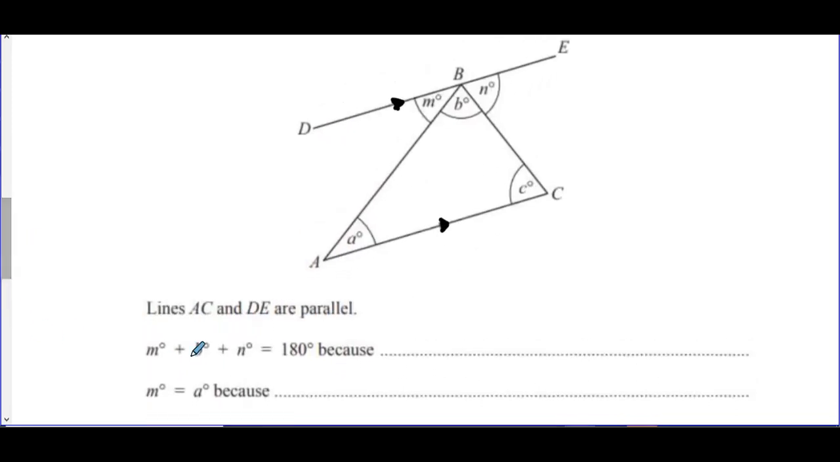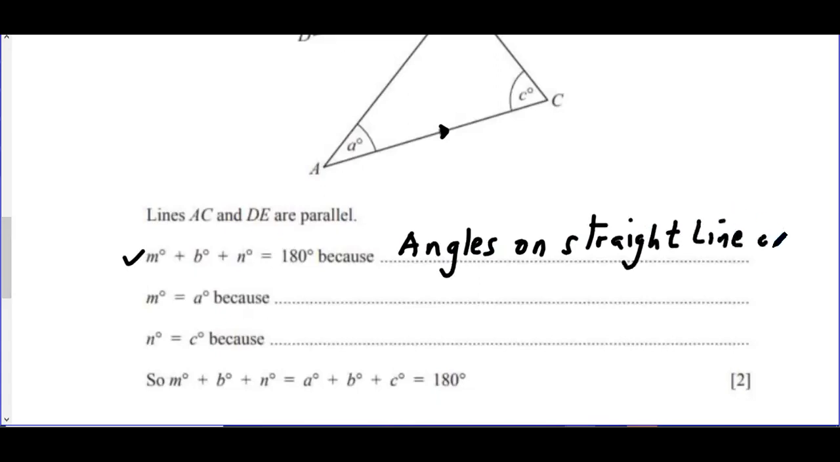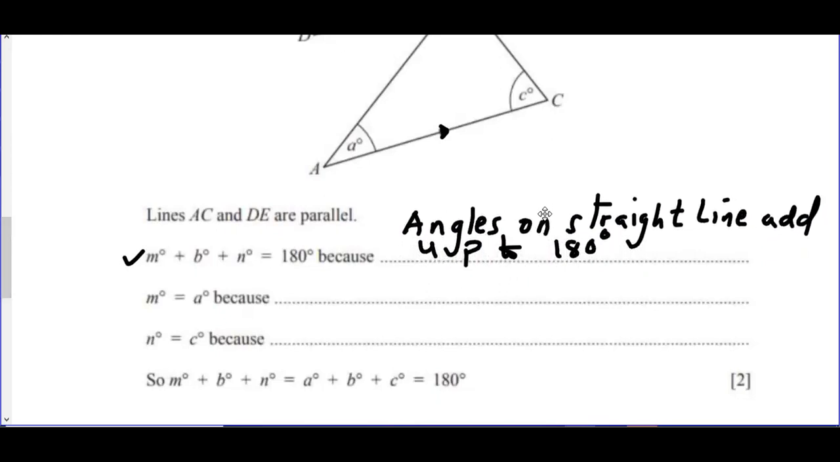Now, this is a straight line. Okay, this is a straight line. So if that is a straight line, we have statement number 1, that M plus B plus N equals 180 degrees. What is the reason there? Because angles on a straight line add up to 180 degrees. So that is a reason. Go ahead and write this reason here: angles on a straight line add up to 180 degrees.